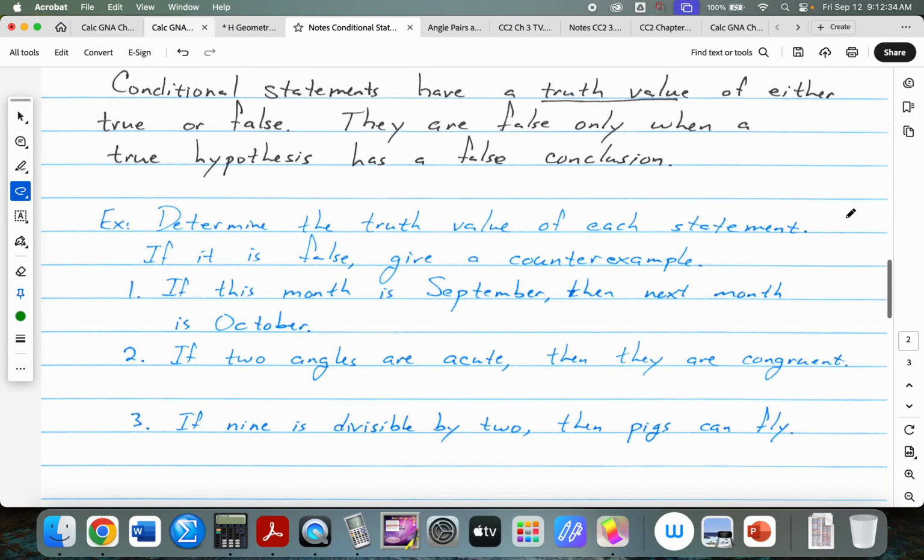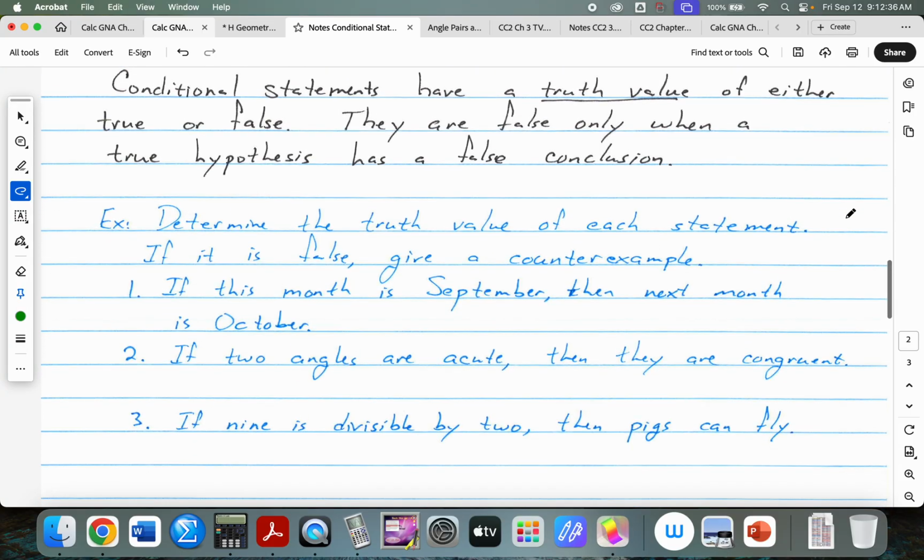Here's where some students have difficulty, and I understand why. Conditional statements have a truth value of either true or false. Every conditional statement is either true or it is false. They are false only when a true hypothesis has a false conclusion. Remember, in an if-then statement, we're saying if the hypothesis is true, we know the conclusion will also be true. It doesn't tell you what happens if the hypothesis is false.